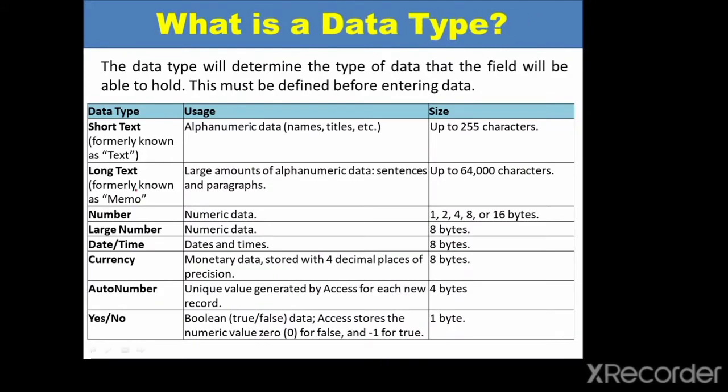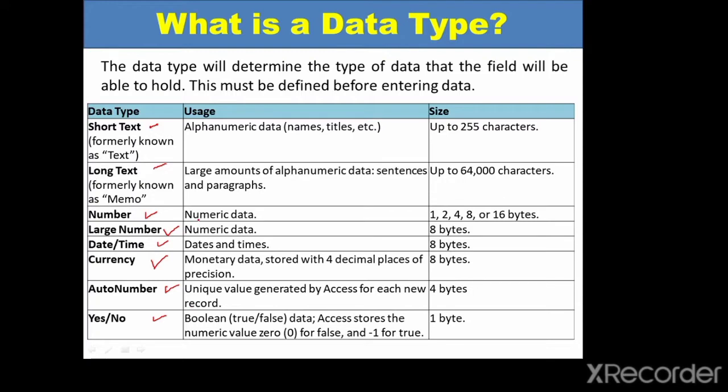Now, each field, alright, what is a data type? A data type will determine the type of data that the field will be able to hold. This must be defined before entering data. So before we start entering any data into our tables, we get the opportunity to define our fields in the data type section. Alright, so here we just have a little breakdown of some of the data types. We have short text, long text, number, large number, date, currency, auto number, and yes/no.